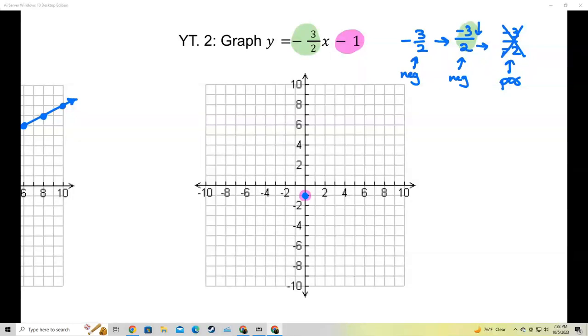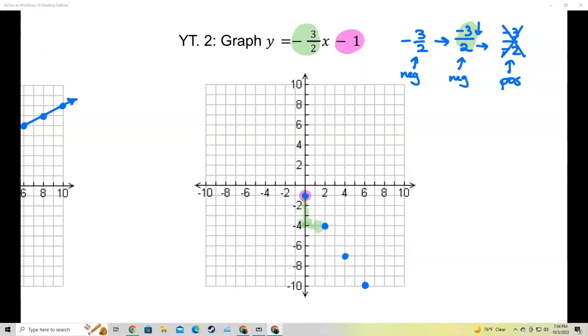Let me go ahead and do that right here from this point. I'm going to go down 3, 1, 2, 3, right 2, 1, 2, and I'm going to put a dot right here. Continue with the pattern. Go down 3, right 2, put a dot. Down 3, right 2, put a dot. If I want to go in the opposite direction, whoops, before I do that, let's go ahead and show my pattern in green. That was down 3, right 2.